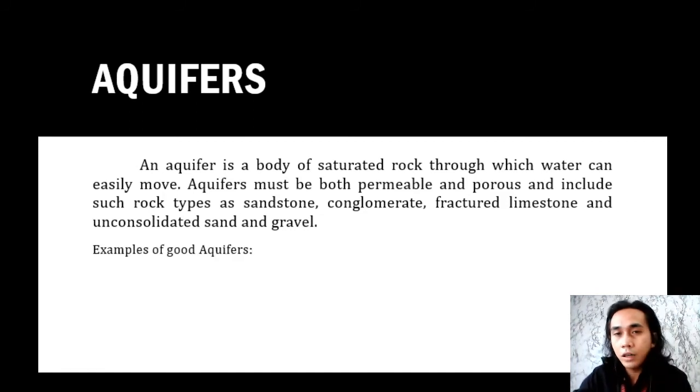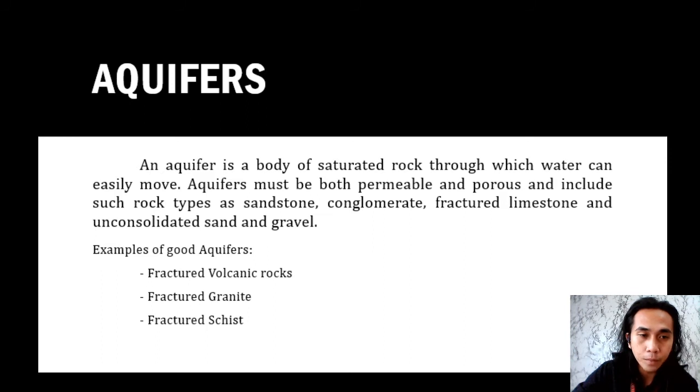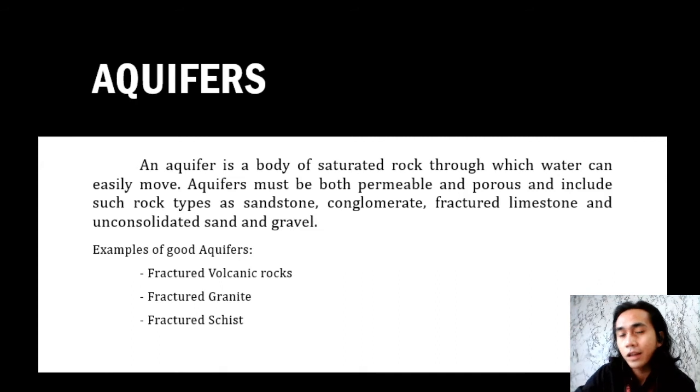So there are examples of good aquifers. First is fractured volcanic rocks, second fractured granite, and third fractured schist. So mapansin na puros fractured because if fractured ang rock, mas permeable siya and mas porous.